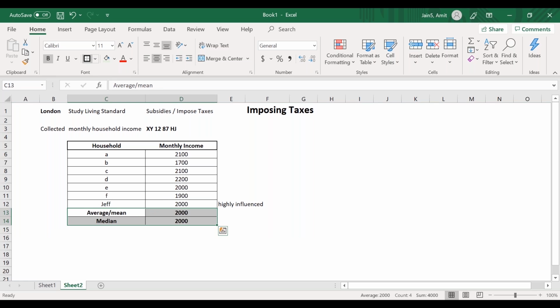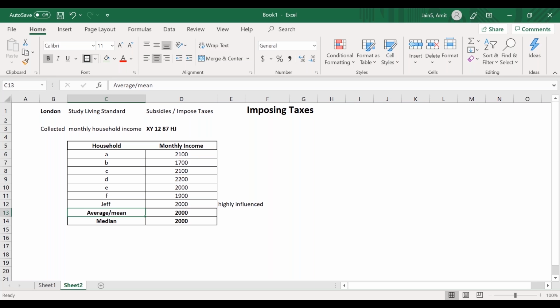Okay, so when we look at the data, the first thing that we need to look at is the measure of central tendency. And when we're looking at central tendency, there are three measures: mean, median, and mode. If there are extreme values in the data set, then the mean will get impacted.